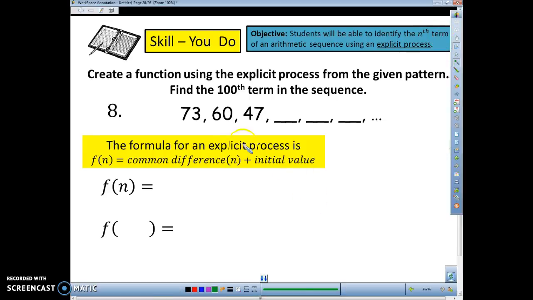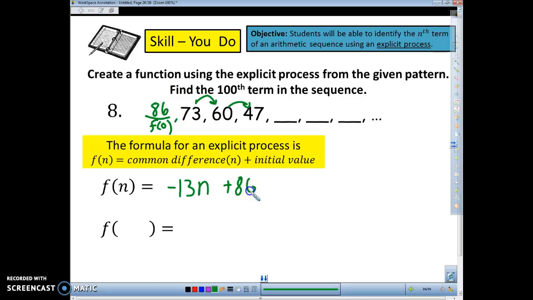Example 8, again, the same idea. We need to first write our explicit process. I need to find my common difference. My common difference is negative 13. I'm subtracting 13 every single term. And I need my initial value. So I need f of 0, which is back here because I am in a list. So I'm going to add 13 going this way, which gives me 86.